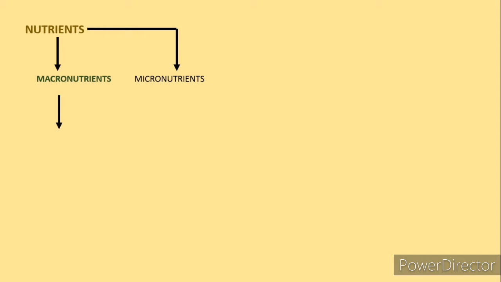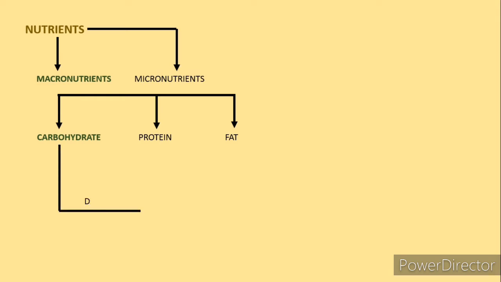Here, we start with the breakdown of nutrients. We see that it can split into macronutrients and micronutrients. We continue to follow the path of macronutrients and see that it further splits into the carbohydrate component, the protein component, and the fat component. Here, we are focusing on the carbohydrate component. And as we move along, we start with the simple, then travel to the more complex carbohydrates.